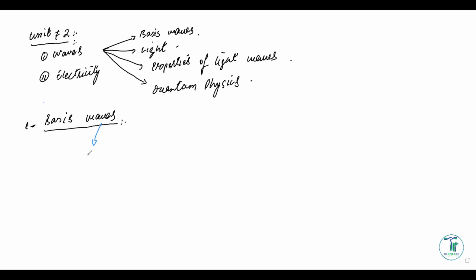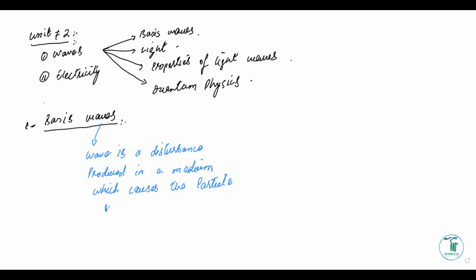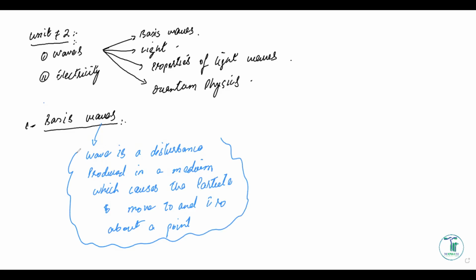Remember that a wave is a disturbance produced in a medium which causes the particles to move to and fro about a point. So whenever you're talking about waves, a wave is a disturbance produced in a medium which causes the particles to move to and fro about a point.